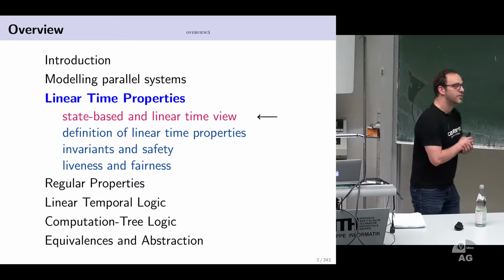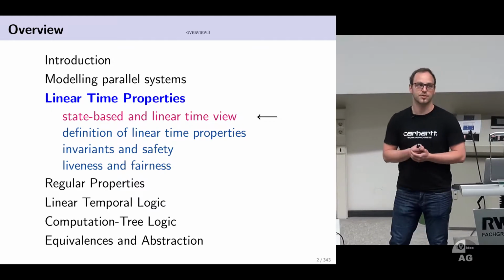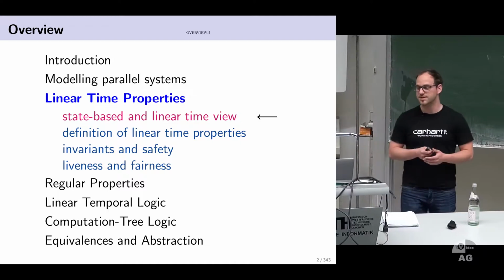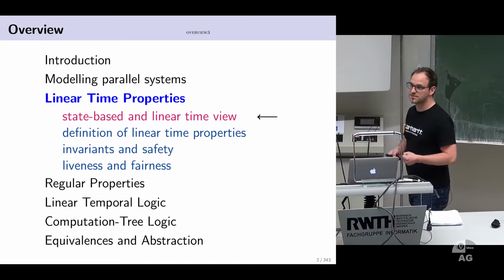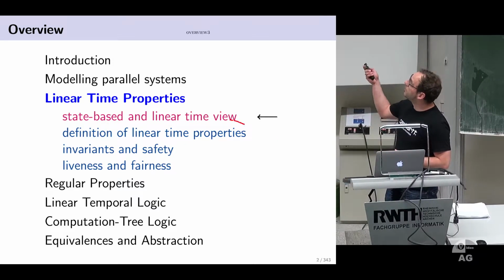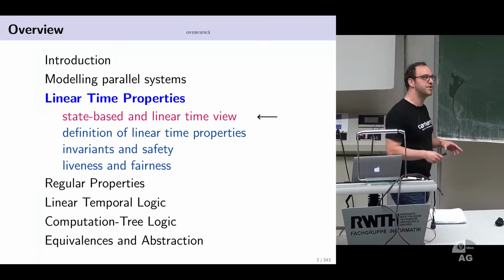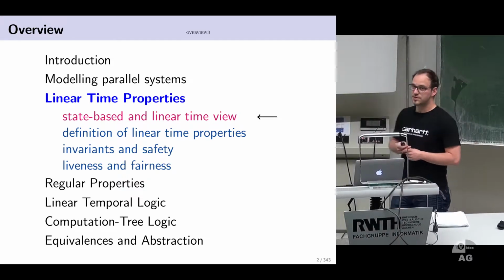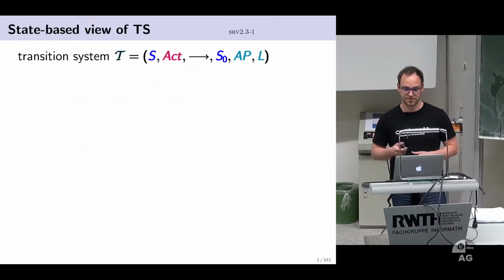Okay, so when we want to talk about linear time properties, it's the first time that we ever talk about properties in this course. Until now we've said X is a transition system, Y is a transition system, everything is a transition system. But model checking is about checking properties on these transition systems. So we somehow need to formulate these properties. To do so, we're going to first talk about what is called the state-based and linear time view, because the linear time view will be the first view on transition systems we're going to study in this lecture series, but it's not going to be the only one. There's going to be a second one that I will be alluding to during this presentation.